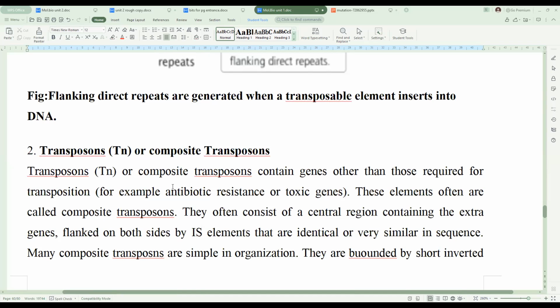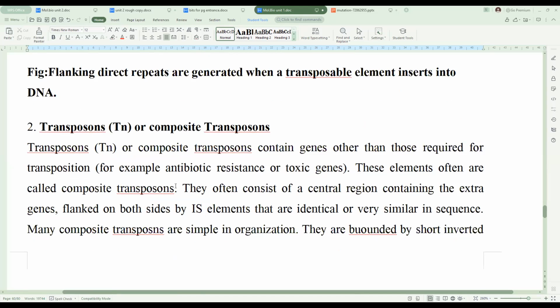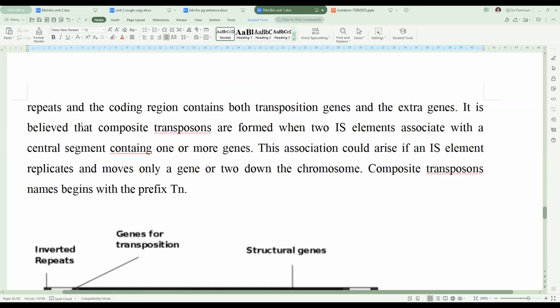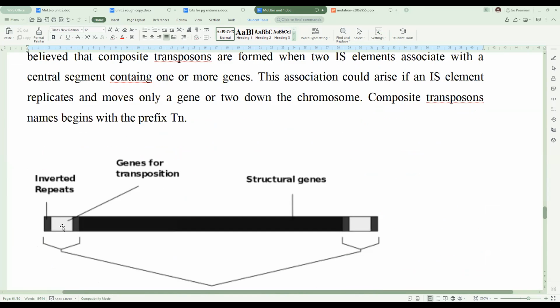Next, composite transposons. So we have seen simple transposons or insertion sequences. Next is composite transposons. Here, see this? A transposon will have inverted repeats. Just now we have studied. What is a part of a transposon? Inverted repeats or direct repeats? Yes. What is a part of a transposon? Inverted repeats or direct repeats?